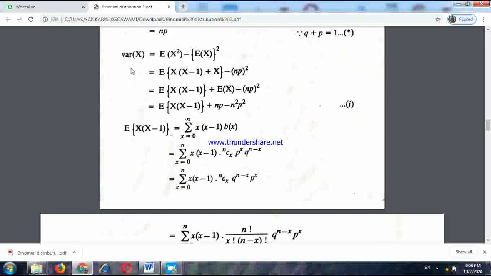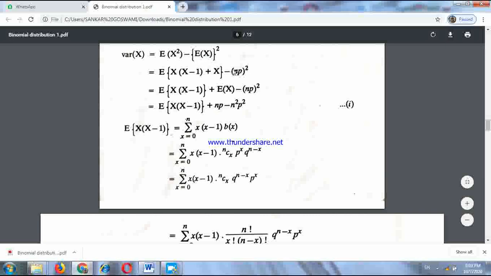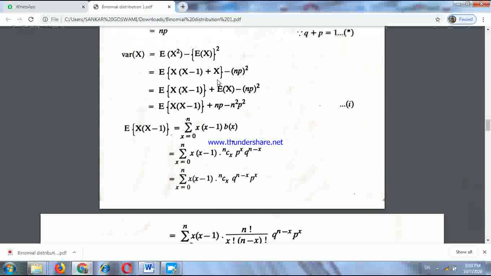Variance: expectation of x square minus (expectation of x) whole square. Now expectation of x, we have already got this value np earlier, so (np) whole square. Now here I have written x square in this way, x into (x minus 1) plus x. You see, we get x square. Why? For our own comfort.